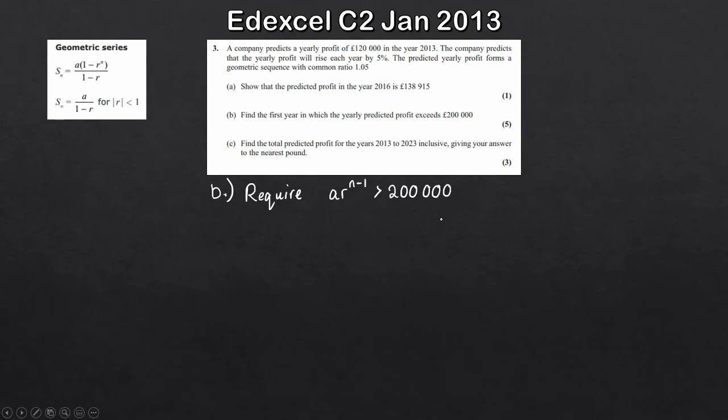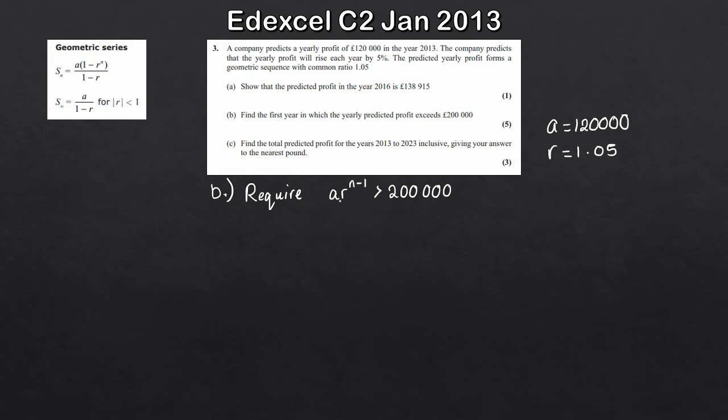So at this stage here, now, we need to work out n here. That's what we're looking for. We're looking for that value of n, because that gives us the year. Well, we know what A is. That's 120,000. We also know what R is. R is 1.05. So we can start plugging things in.